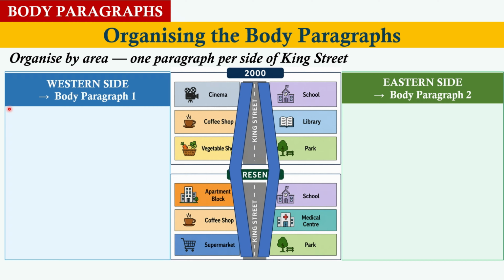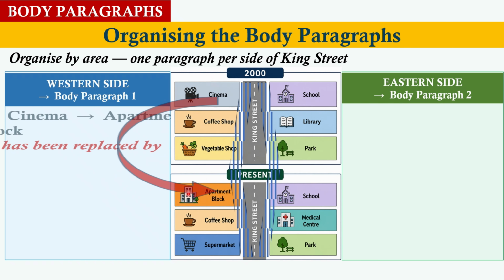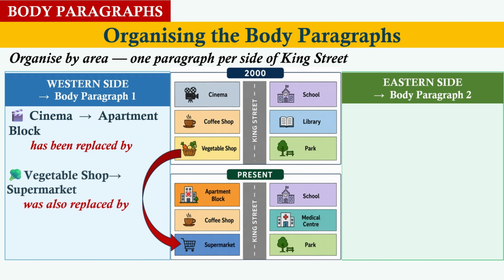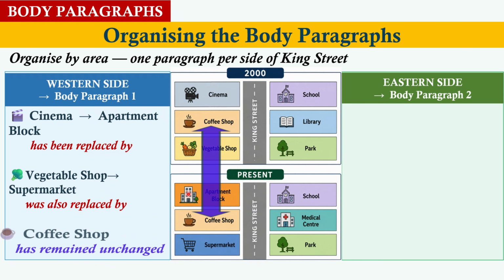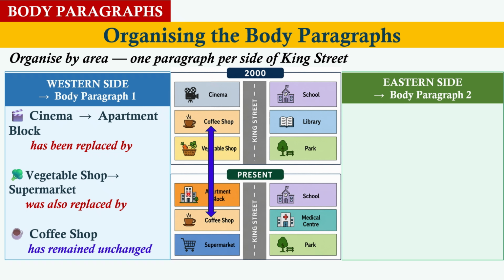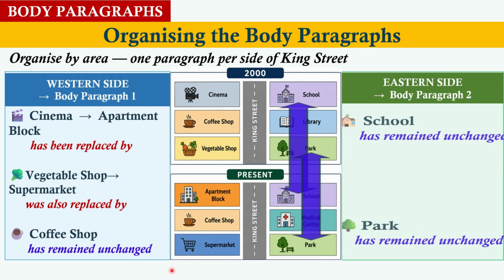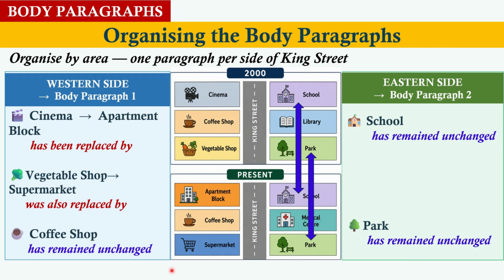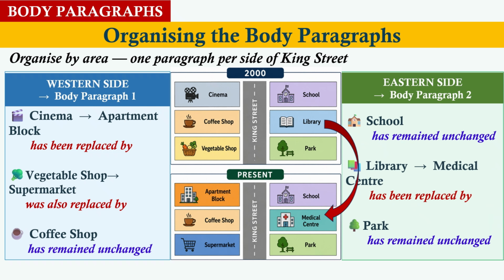Body paragraph 1 covers the western side of King Street, where most of the changes occurred: the cinema, the vegetable shop, and the coffee shop. Body paragraph 2 covers the eastern side, where changes were minimal. The school and park remained unchanged, while only the library was replaced. This keeps the information organized and easy to follow.